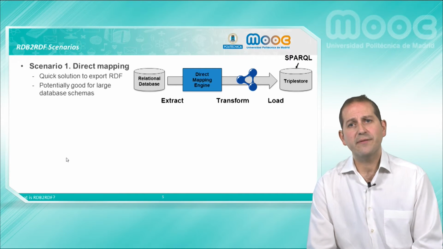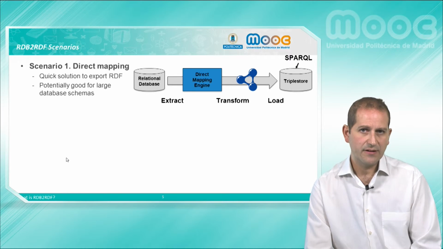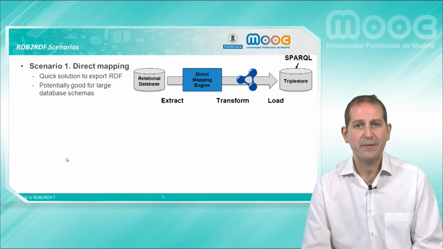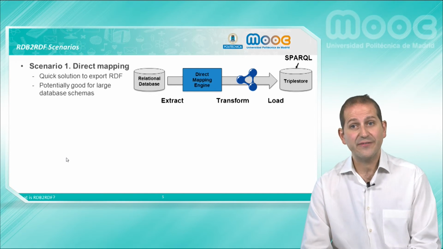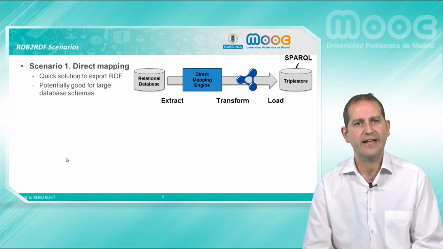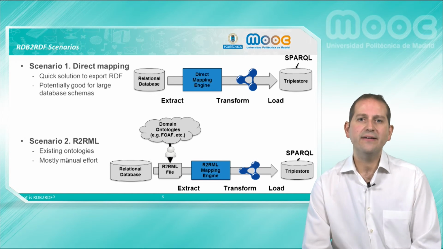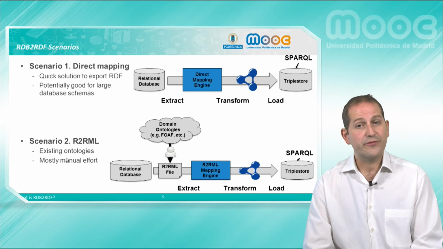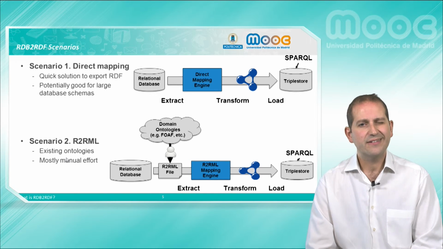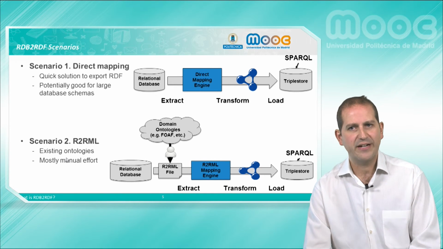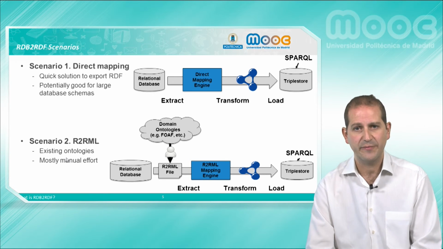In general, when talking about RDB to RDF approaches, we can discuss two types of scenarios. The first one is what we call direct mapping. Direct mapping can be done automatically, and the relational database structure is used as the basis for the export to RDF. R2RML mappings is the second one, and this is the one that is normally created manually and where the relational data is transformed into an RDF model that may not be fully related to the original relational data structure, but to an existing ontology or vocabulary, as we can see in the image.